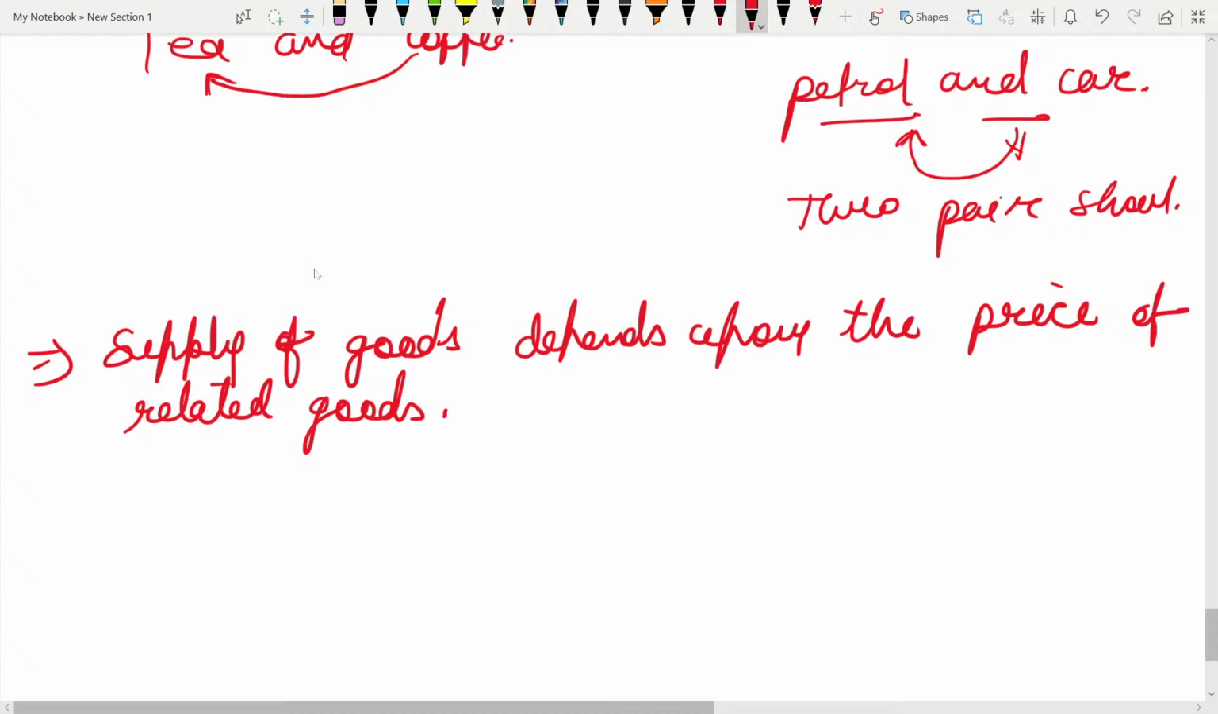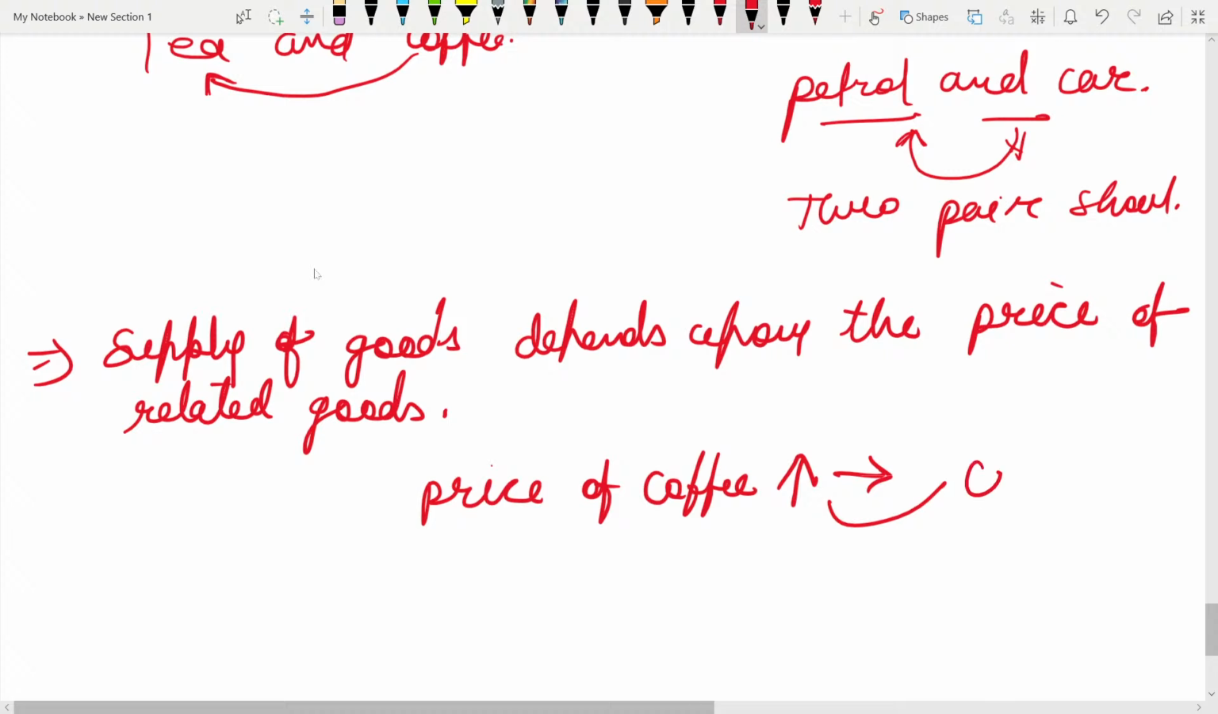Consider a firm selling tea. Let's suppose that a firm is selling tea, and let's assume that if the price of coffee rises in the market, the firm will sell less tea. Suppose the price of coffee goes up. Being a seller or producer, you will automatically switch to coffee, and the producers start producing coffee.